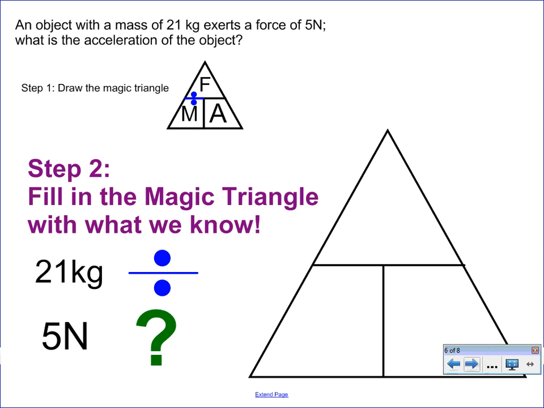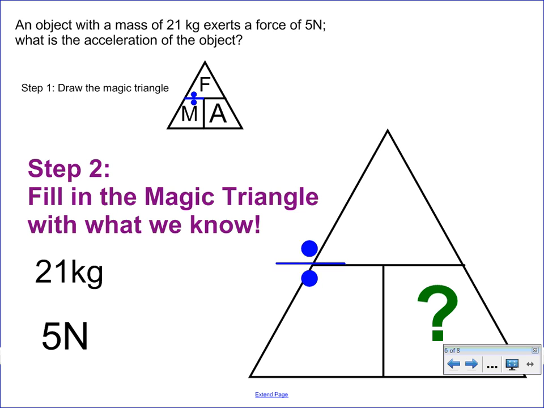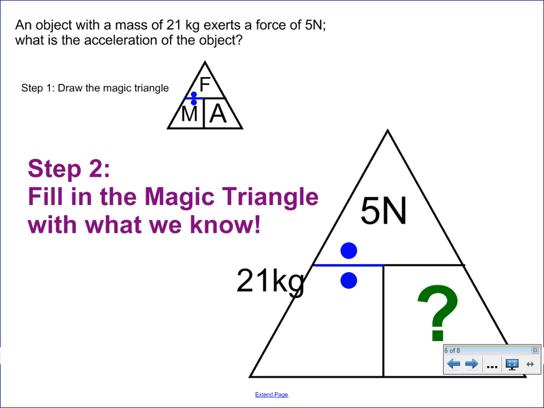All right, step 2, we need to fill in that magic triangle with what we know. We are trying to solve for acceleration, so that's what we need to figure out. And we're going to be dividing because we've got numbers on the top and on the bottom. 5 newtons is our force because remember, we label force with newtons. 21 kilograms is our mass because that tells us how heavy it is. We have step 2 finished.